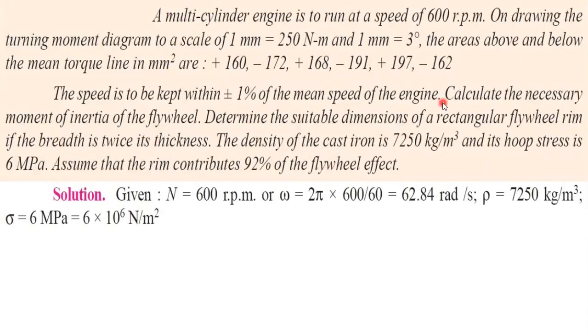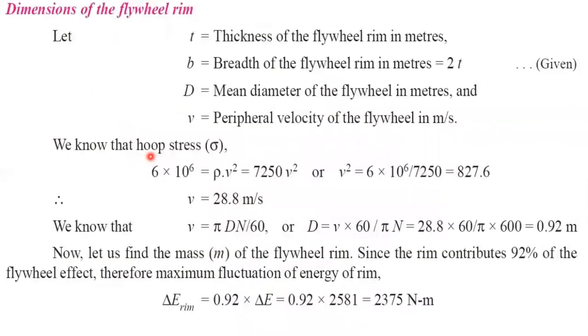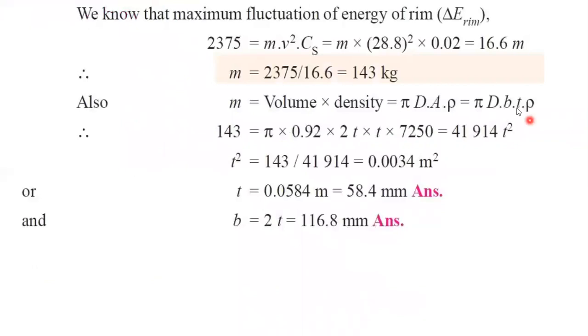They have given that the breadth is twice the thickness, so B is equal to 2 times the thickness. So here we write the area as breadth into thickness. The breadth is 2 times the thickness, so 2 into T, and we can substitute the mass as 143 equals pi, and the D value is 0.92, and breadth is 2 times thickness, into thickness into rho. So finally thickness is the unknown, and you can easily determine the thickness value. Once you get the thickness, we can easily find the breadth value because breadth is 2 times the thickness. Now we have determined the dimensions of the flywheel.